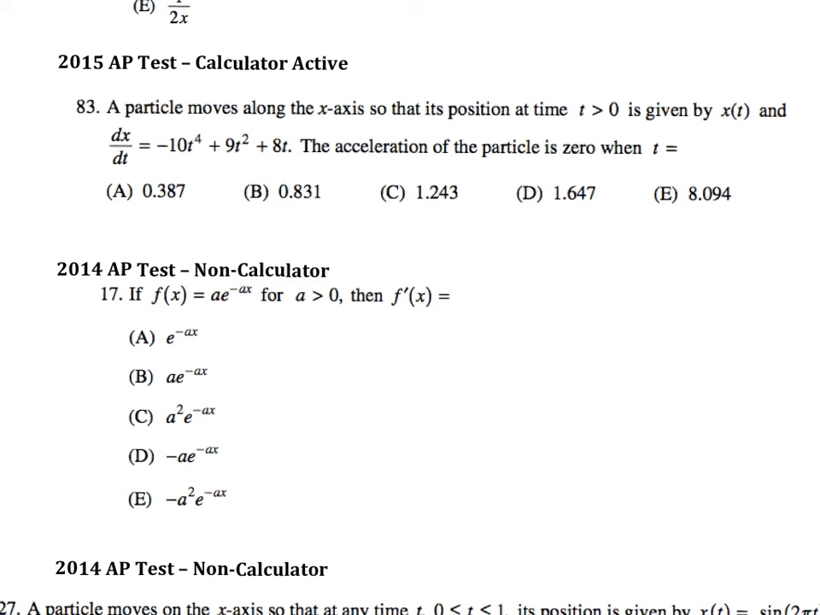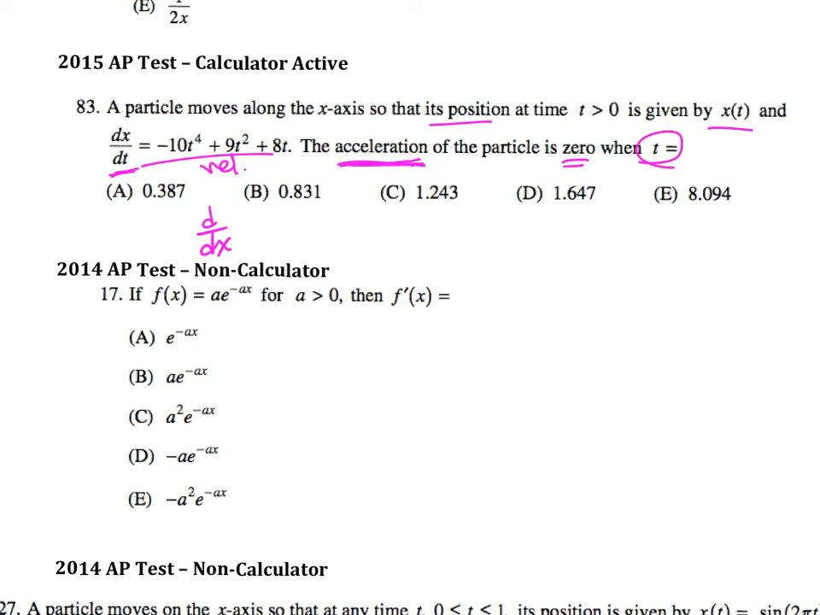Okay, on this next one, we get a calculator. It says that the position is x, then the derivative of position, or the velocity, is given, and they want to know the acceleration is 0 at what t value, or what x coordinate. The acceleration is 0 when. So I'm going to go ahead and plug in, I want the acceleration. So I'm going to ask for the derivative.